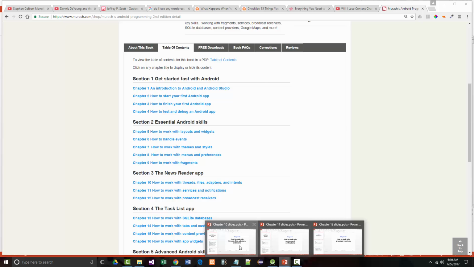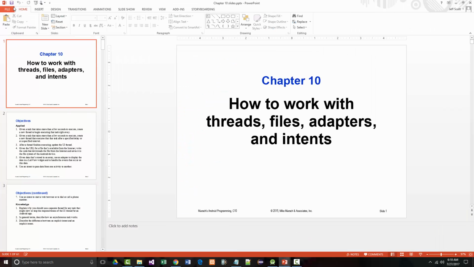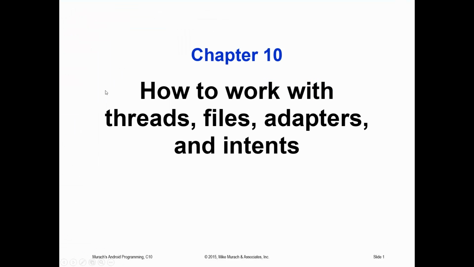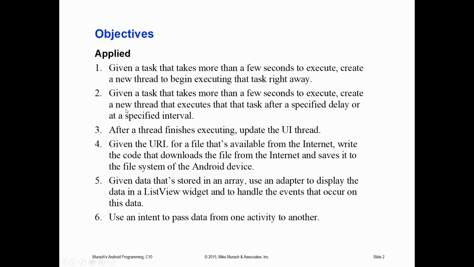So, as we get into Chapter 10. Chapter 10, as you can see on the screen right now, covers how to work with threads, files, adapters, and intents. Chapter 10 starts on page 287. We have 7 applied objectives. Number 1, given a task that takes more than a few seconds to execute, create a new thread to begin executing that task right away.